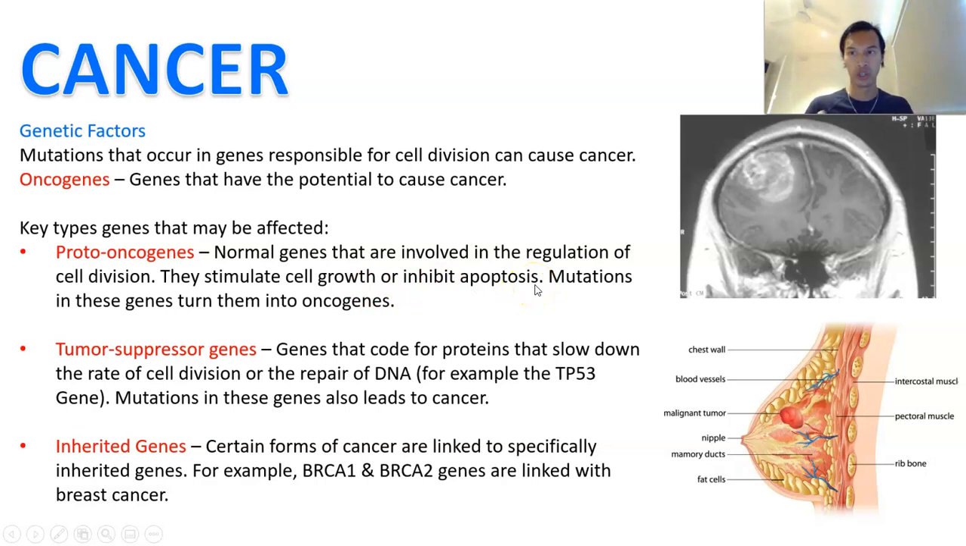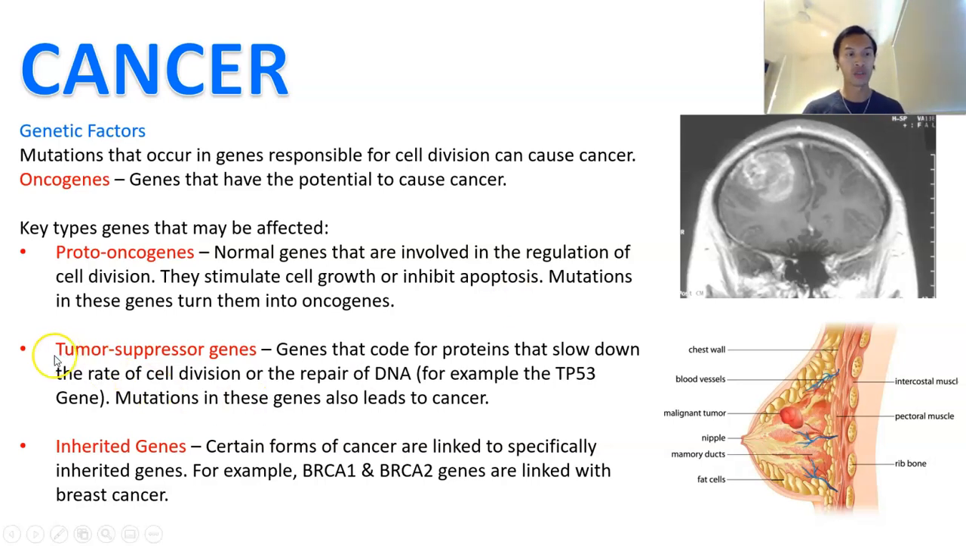These are normal. You're supposed to have normal proto-oncogenes that are functioning so that your body can grow and your cells can undergo replication. However, when you have a mutation of these genes, it can turn them into oncogenes and it becomes excessive and uncontrolled.